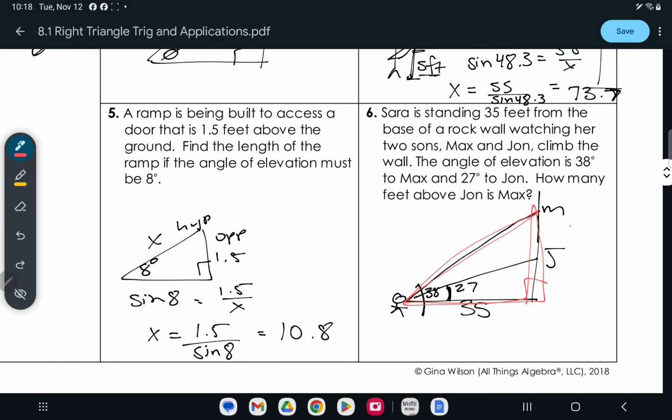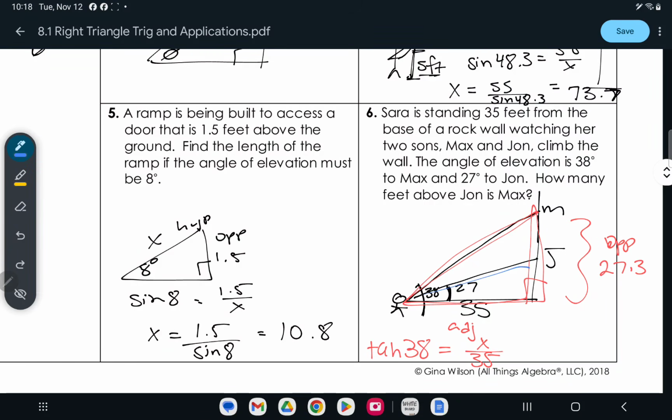So I have 35, and I need to find that whole length. So that's opposite and adjacent. So tangent of 38 is x over 35. So x is 35 tangent 38. And that gives me 27.3.